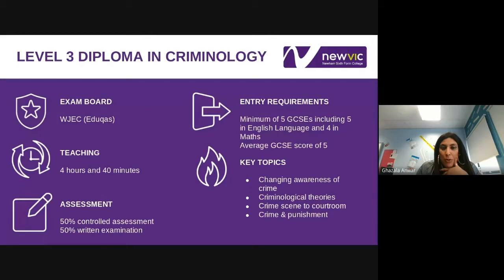And then Unit 4 is crime and punishment. We look at the effectiveness of the criminal justice system in England and Wales. So that's a snapshot of the criminology course. You'd normally be taught in the criminology classroom, which is the room that I'm in now. You can see behind me, I've got the crime scene on the wall there. My favourite thing in this classroom.